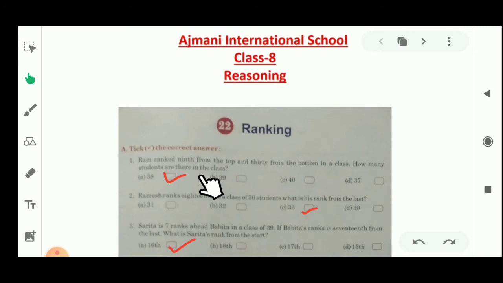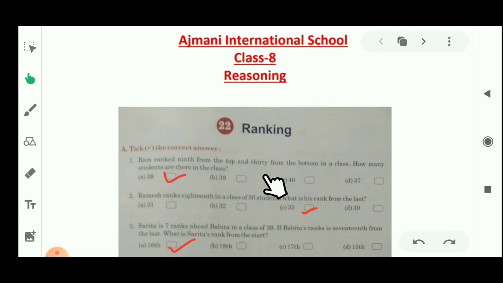The question number 1 is: Ram ranked ninth from the top and 30th from the bottom in a class. How many students are there in the class? Now students, for this question, let's see the solution. Ram ranked ninth from the top, it is given in the question, and Ram ranked 30th from the bottom, it is also given in the question.